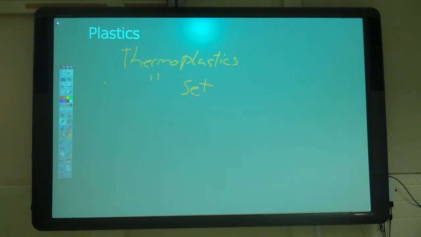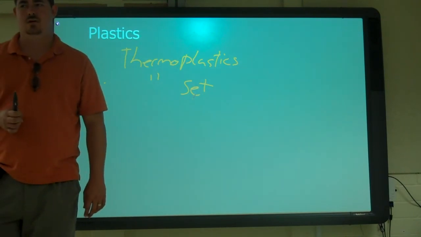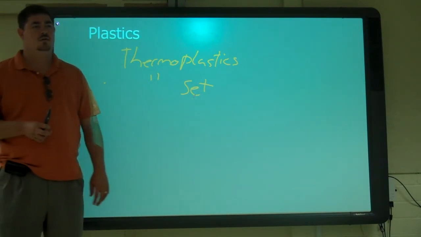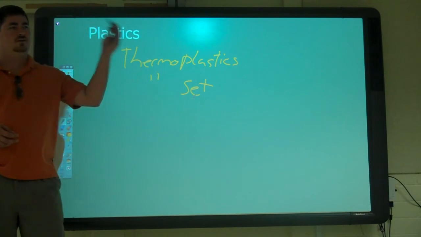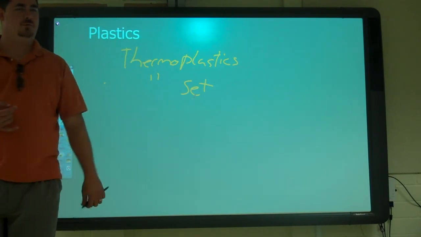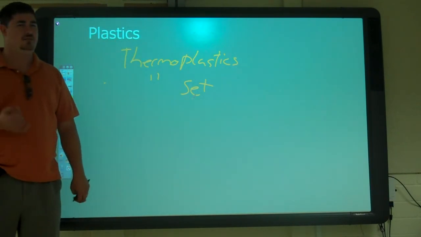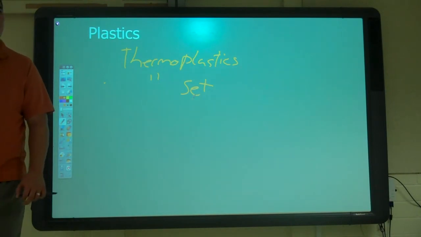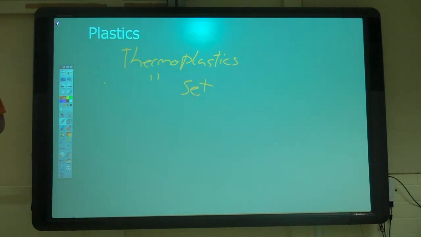Well, drawbacks. Yeah. Toxic. They're toxic when burned. Yeah, if you burn them, they set off toxic fumes. So that goes in the waste, right? You can't put them in the trash because then they stay there forever. You can't burn them because they're toxic. What else?